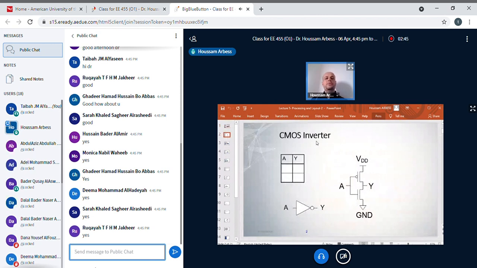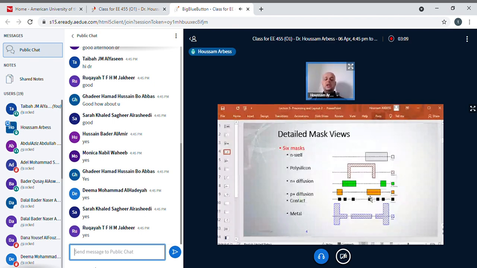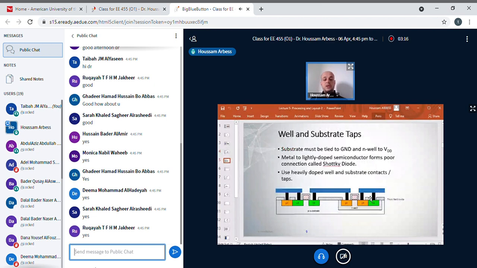For example, if we need to fabricate a simple inverter like this one here, we have seen that we need 6 masks. The masks here are polysilicon mask, metal, N plus, P plus, contact, and finally we have also N well. So these are the different masks that we need in order to fabricate the inverter.